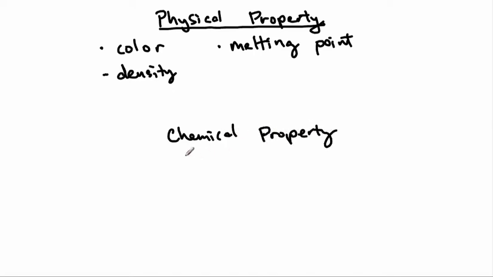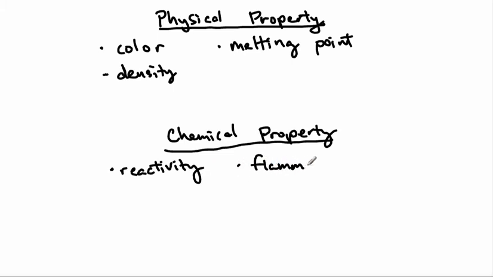Where if we bring up what a chemical property is, chemical properties are things that describe the behavior of that particular type of matter that we can only observe through changing the material. So easy examples of that are things like reactivity. Will it react chemically with something? Flammability. Will it burn?